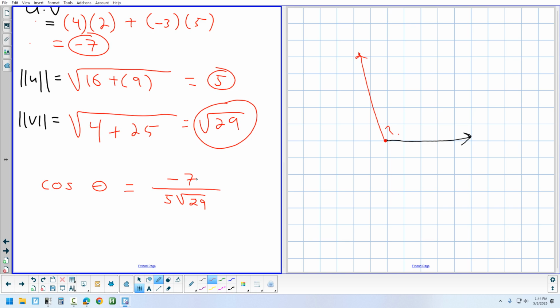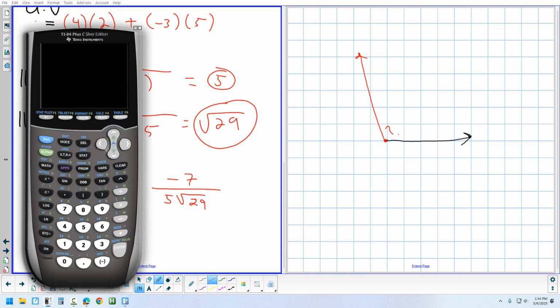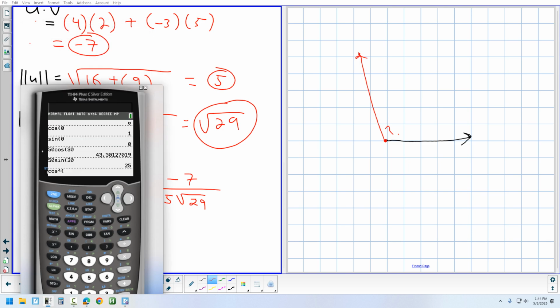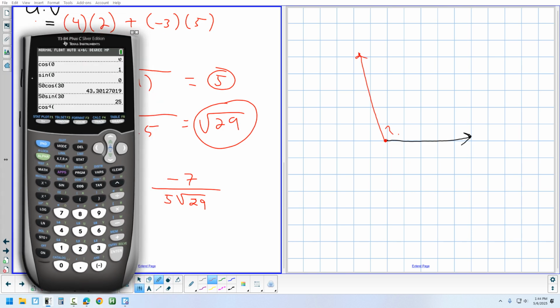And now I want to get theta by itself, so I want cosine to cancel out. How do we cancel out cosine? Inverse cosine. Yep. So we're going to take the inverse cosine of what's on the right hand side. -7 divided by, and you do want to put the bottom in parentheses. If you don't, it doesn't come out right. 5 square root 29. Just like that.